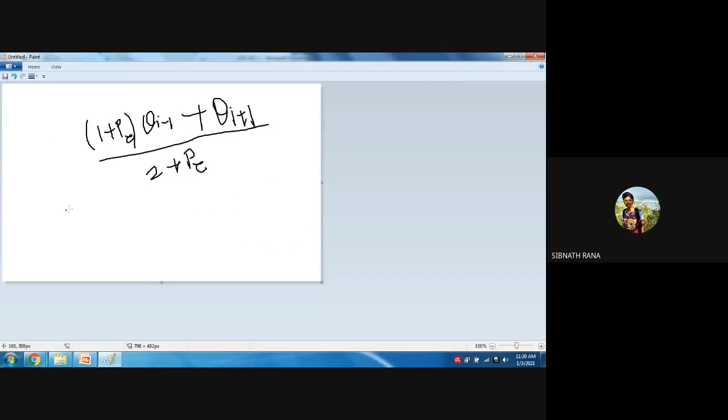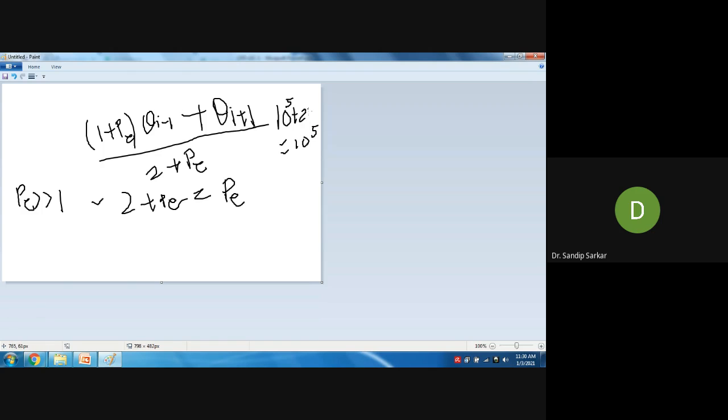Now, if the Peclet number is very much greater than 1, a very high Peclet number, what will happen? 2 plus Peclet number can be written as Peclet number. Suppose it is 1 lakh plus 2, so we can neglect 2, and that will be 1 lakh only. That is, 10 to the power 5 plus 2 you can write as 10 to the power 5 only. There is no point in writing 2, as 2 is very small compared to 10 to the power 5. So 2 plus Peclet number is Peclet number.